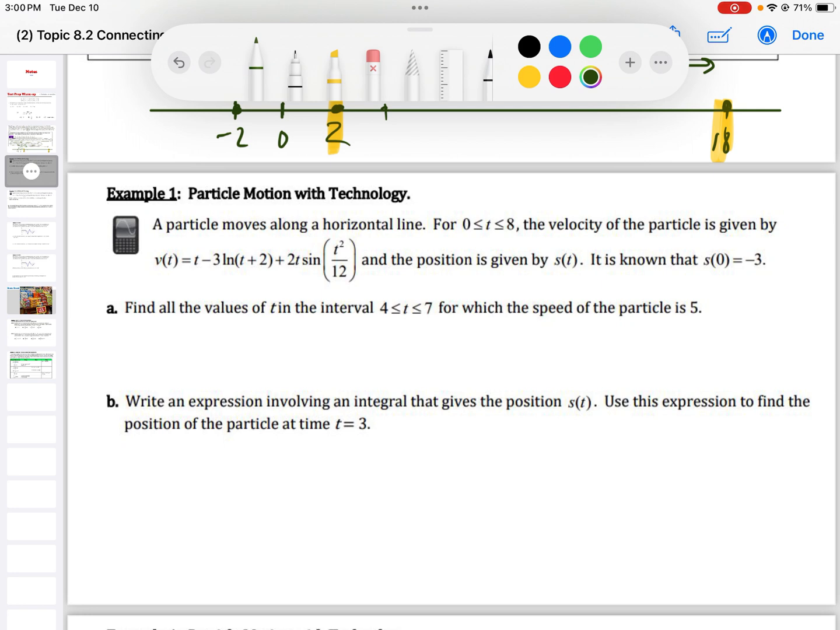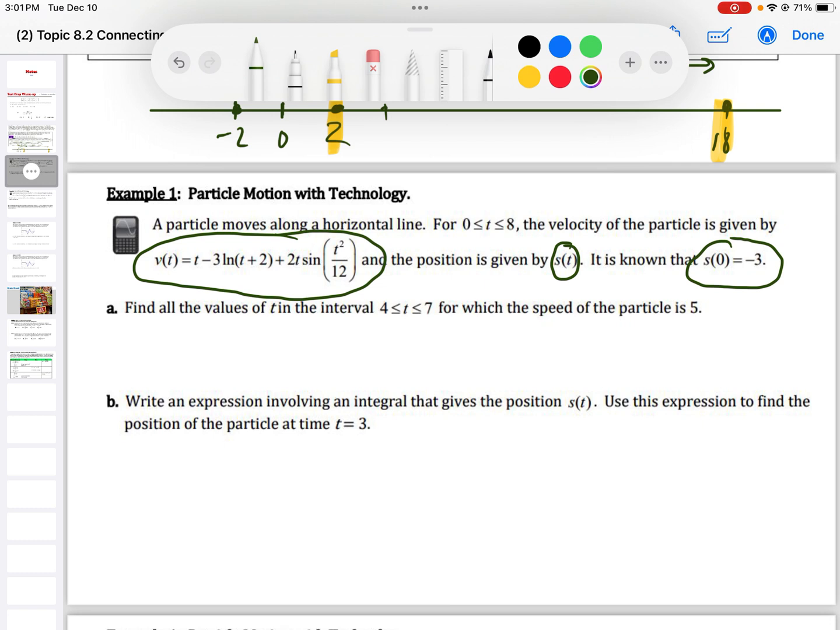Okay, this next one you have a calculator. I'm not going to switch back and forth to a calculator because when I do that, it messes up the recording. So I'm just going to mention what I'm doing in the calculator, but this is going to be better if we do it in person. So a particle moves along a horizontal line. The velocity is given by this function, which is a disaster. It's a lot going on there, but it's calculator active, so keep that in mind. The position, we're going to call that s of t, and it's known that the initial position is -3. S of 0 equals -3.